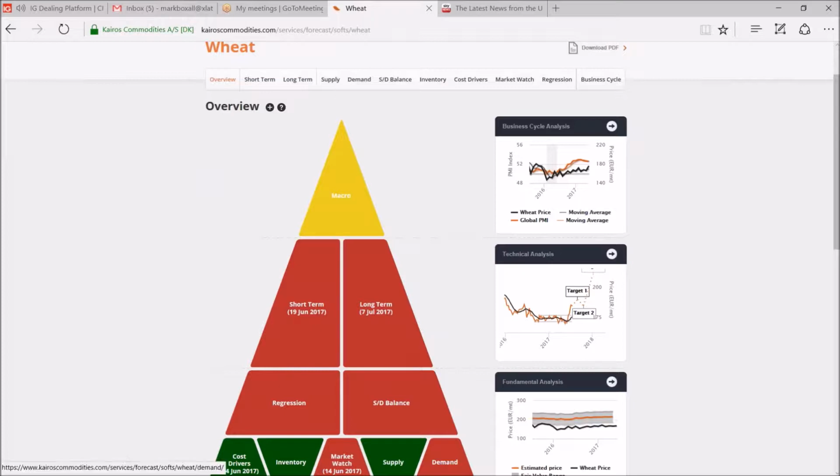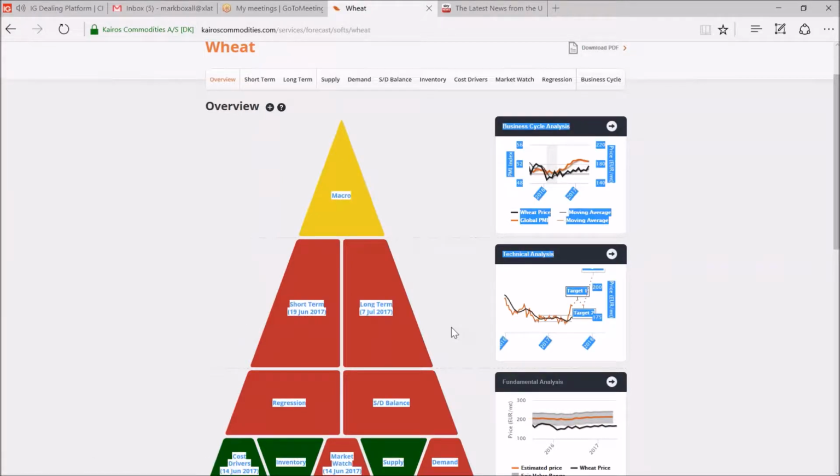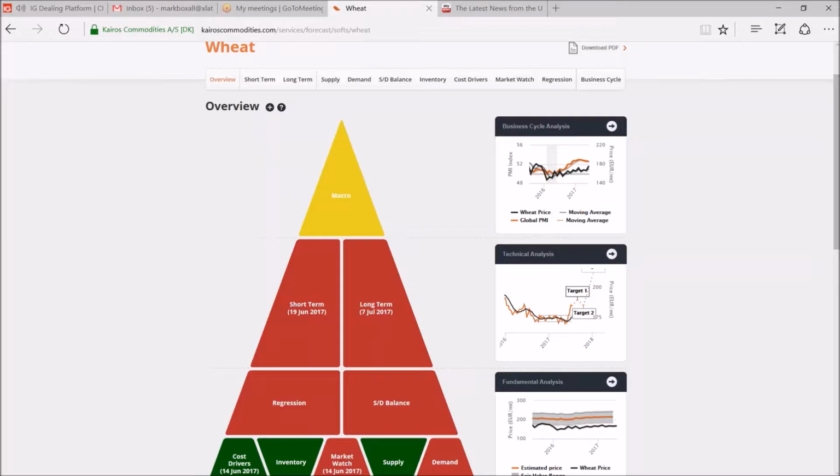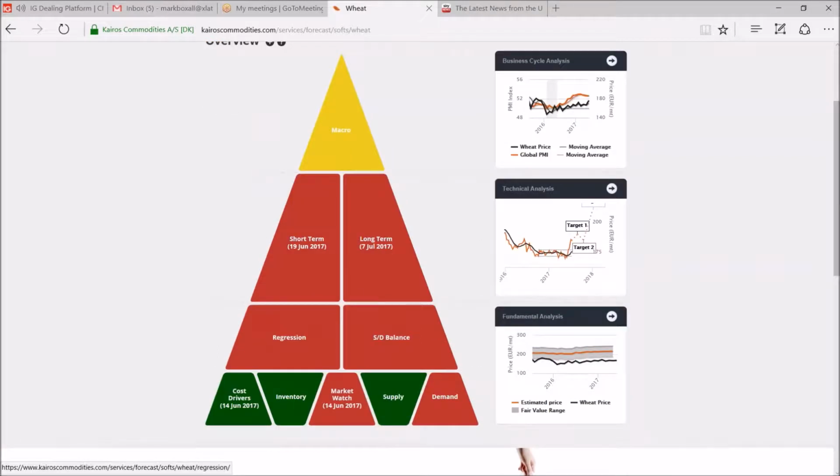If we start at the top here, the macroeconomy, Kairos uses the Purchasing Managers Index to track the global economy. Short-term and long-term is the technical analysis, which uses established models to predict turning points in markets. This bottom section is fundamental analysis, with the usual culprits of cost drivers, inventory, supply and demand. Market Watch is a catch-all for things pertinent to that commodity.